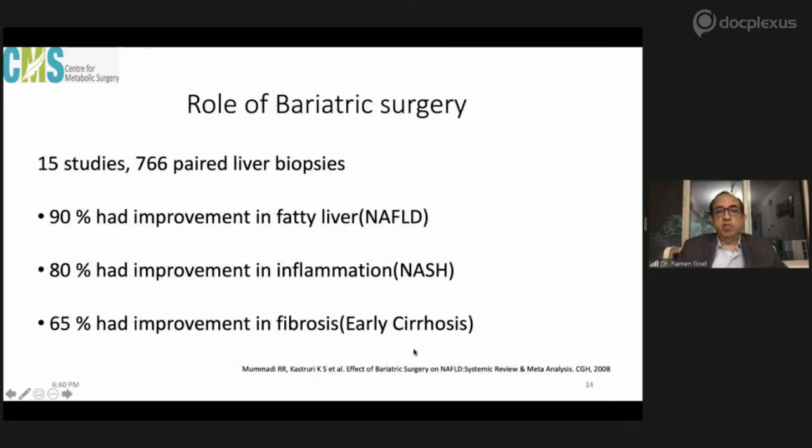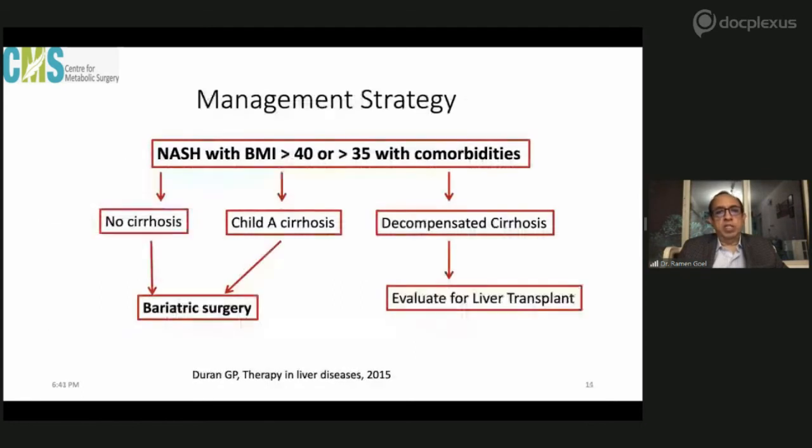Now, this study was shown by Dr. Gupte, where patients who had bariatric surgery had their liver biopsies done before surgery and after surgery. And they have shown, besides improvement in fatty liver and NASH, that in 65% of the patients who had early fibrosis, the fibrosis could be reversed, which is a very significant finding, because usually with no other intervention, cirrhosis cannot be reversed. And this is feasible only if they are treated early and treated with bariatric surgery.